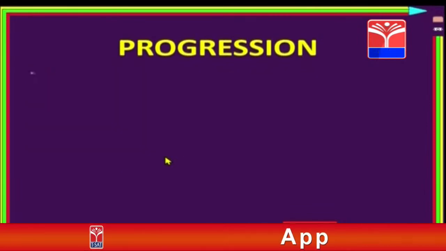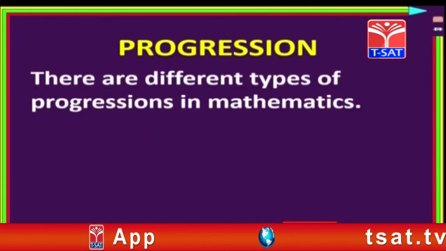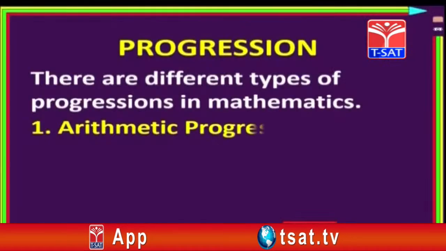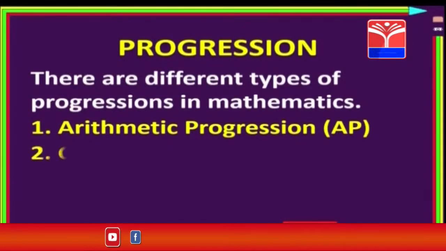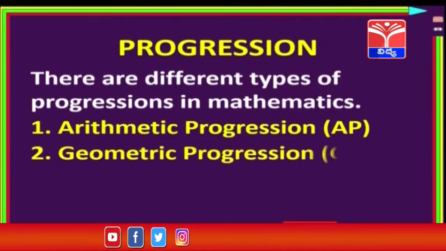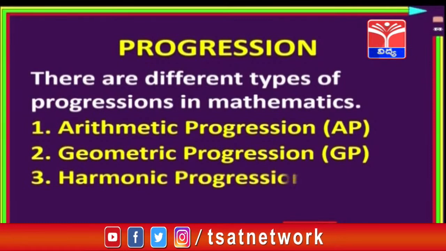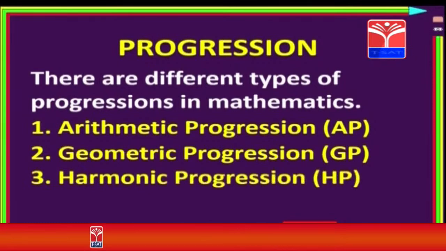Next, there are different types of progressions in mathematics. The first one is arithmetic progression, and the second one is geometric progression, which is denoted as GP. Third is harmonic progression, indicated as HP. So mainly we learn arithmetic progression, geometric progression, and harmonic progression.